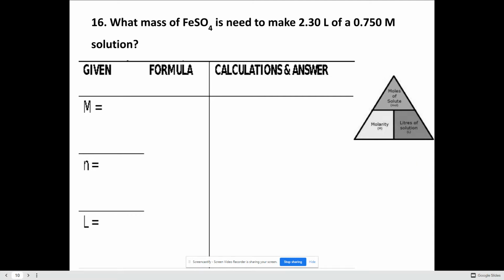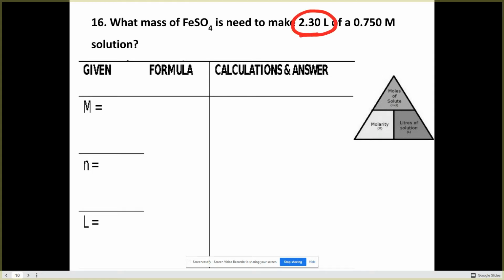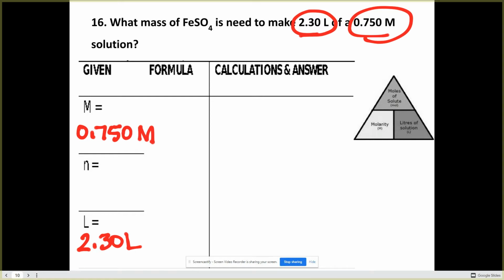What mass of FeSO4 is needed to make 2.3 liters of a 0.750 molar solution? All right, so again, guys, let's see the givens. We got 2.30 liters, so that's going to be our L. We got 0.750 molar, and that's going to be our big M. How do I know this is big M? It's because of the big M at the end. There's only one thing missing, so therefore it's n, the unknown.